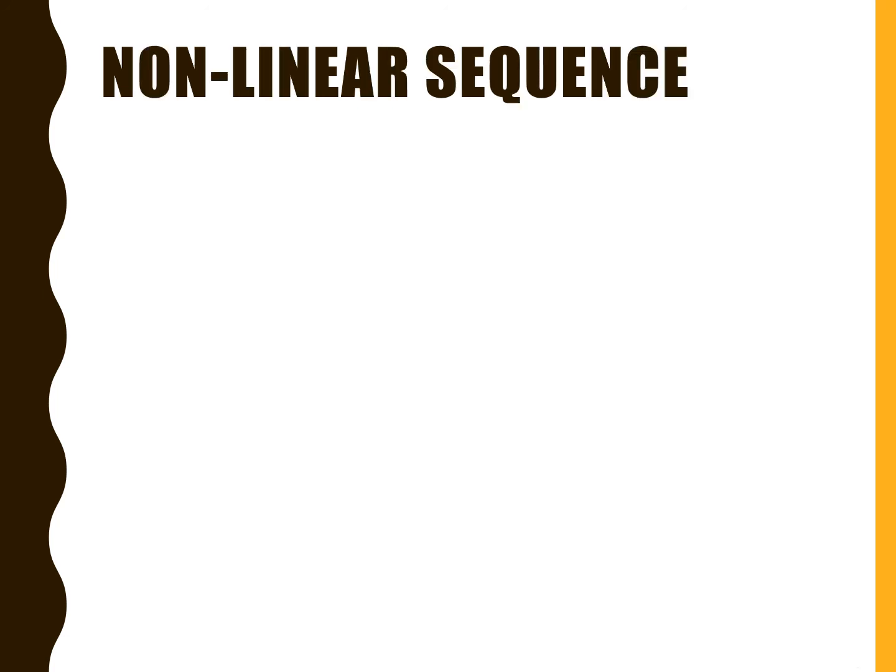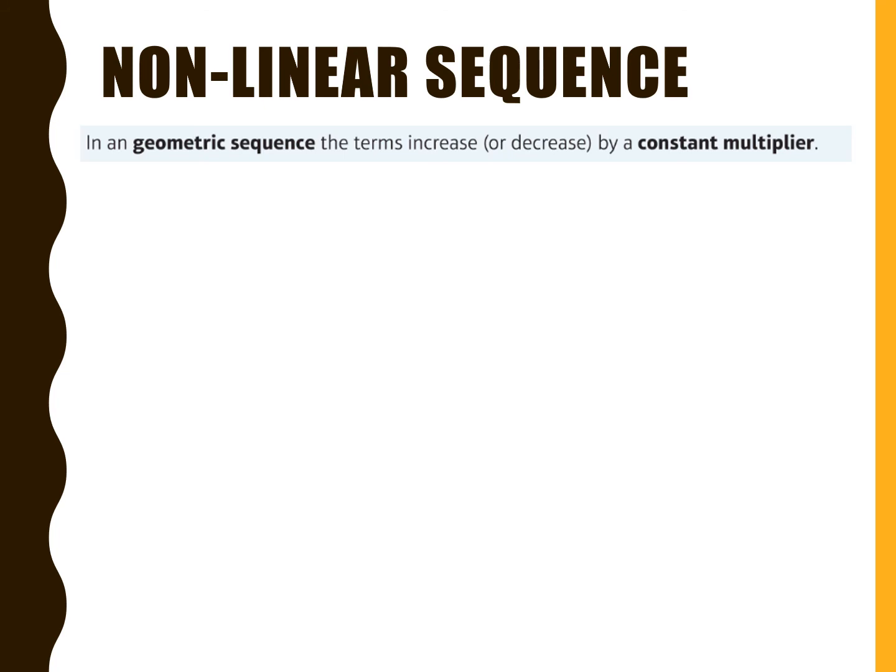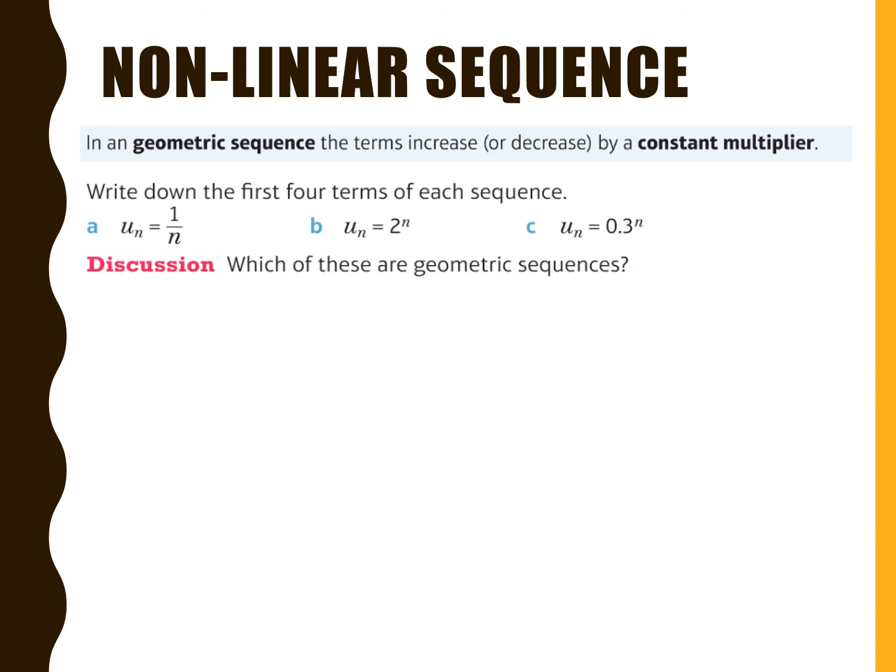Okay, we're going to look at 2 non-linear sequences. The first one is a geometric sequence where the term increases or decreases by a constant multiplier. So you're multiplying by the same number in each term. Before it was adding and subtracting, this is multiplying or dividing by the same number. So write down the first 4 terms of each sequence.